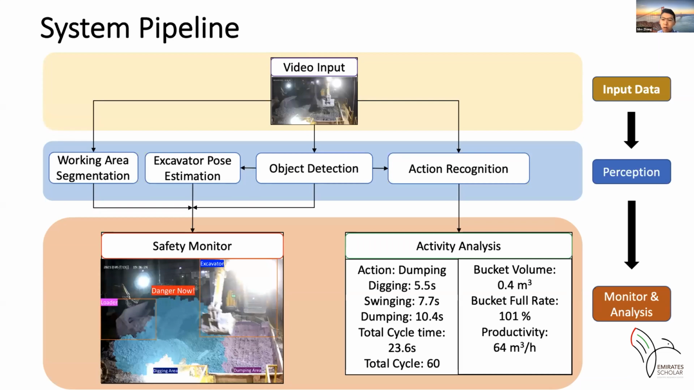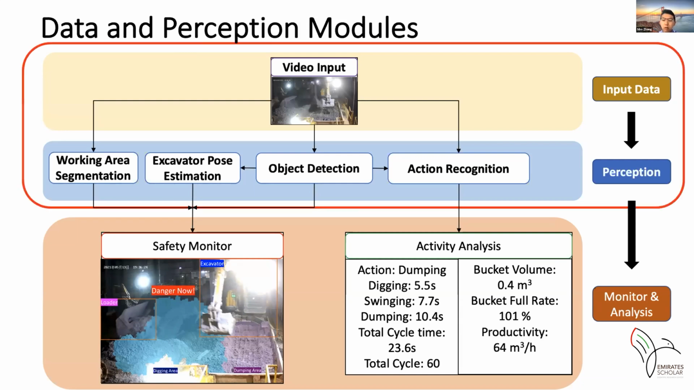Here is the system pipeline. Our AES system, activity analysis and safety monitoring system, includes video input, perception, monitor, and analysis modules. The input to our system is surveillance camera video. The perception module contains multi-class object detection, excavator pose estimation, working area segmentation, activity recognition, safety monitor, and activity analysis.